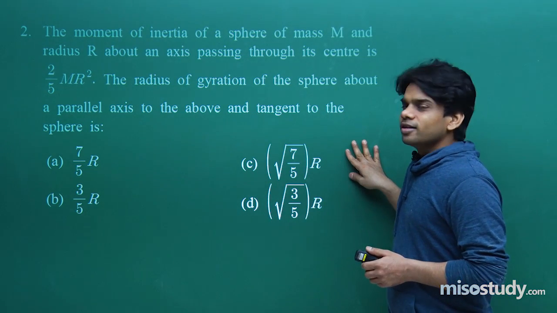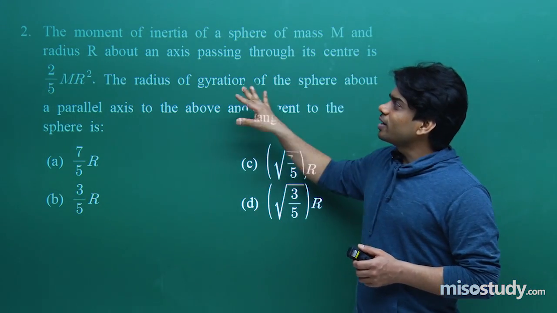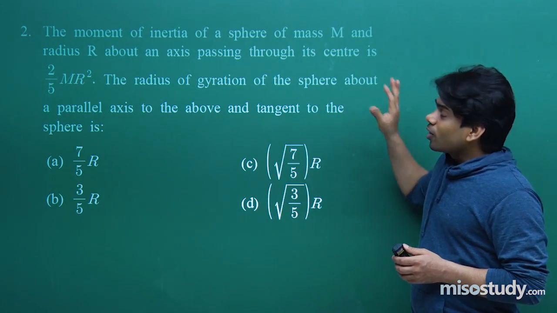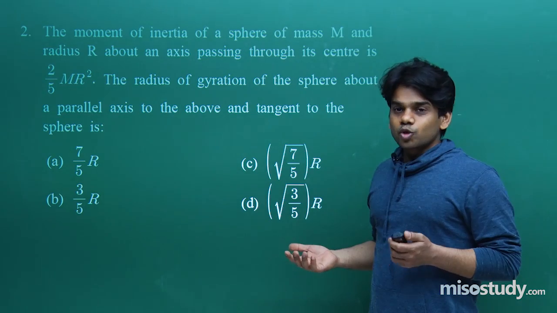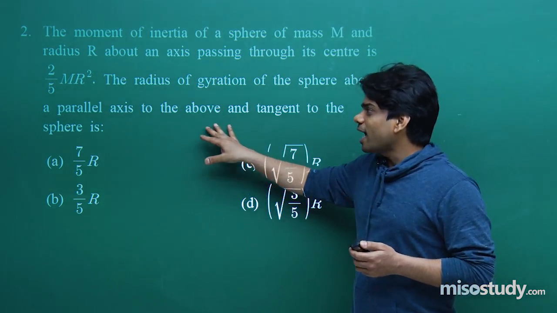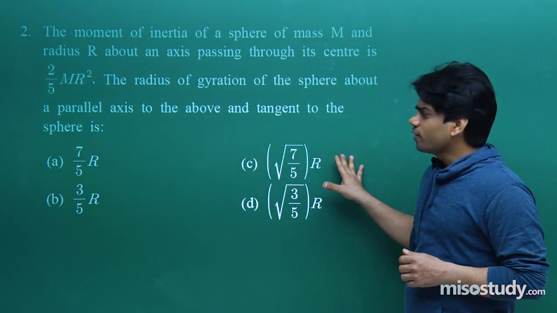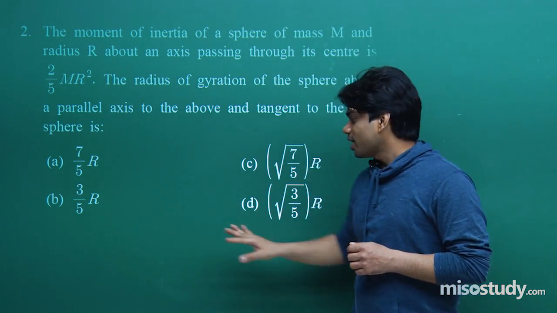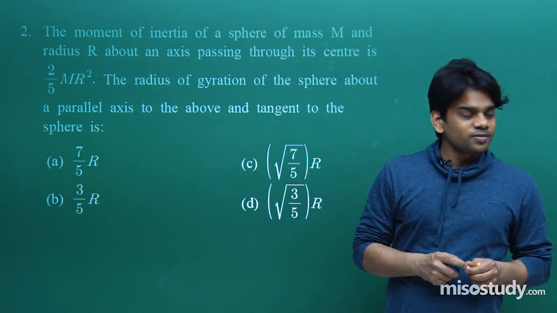Question number 2. The moment of inertia of a sphere of mass capital M and radius capital R about an axis passing through its center is 2 by 5 MR square. We all know that for a sphere, the moment of inertia about an axis passing through its center of mass is 2 by 5 MR square. The radius of gyration of the sphere about a parallel axis to the above and tangent to the sphere is: A, 7 by 5 R; B, root 7 by 5 R; C, 3 by 5 R; and the last option is root 3 by 5 R. Let's check which option matches the right answer.